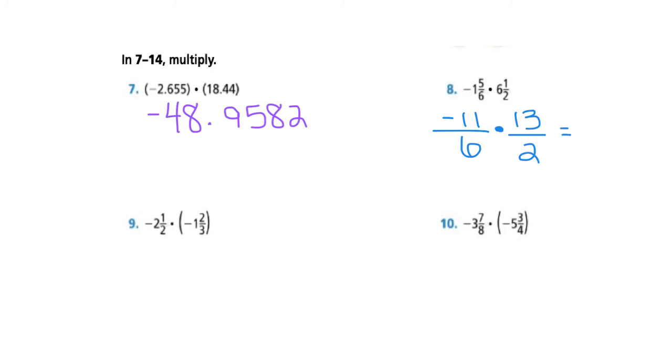-11 and 2 don't share any common factors, so I have to leave my numbers alone. If we multiply across the numerators, -11 times 13 is -143. On my denominators, 6 times 2 is 12. I get the improper fraction -143/12. If we convert that into its mixed number, we get -11 and 11/12.